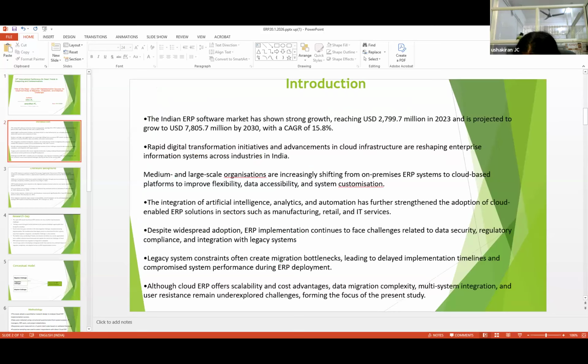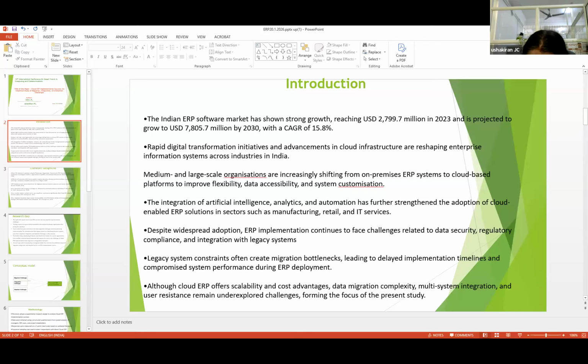The Indian ERP software market is experiencing rapid growth, valued at USD 2.8 billion in 2023, and it is projected to reach around 7.8 billion USD by 2030 with a CAGR of 15.8%. The growth is driven by digital transformation initiatives, advancement in cloud infrastructure, and increasing demand for scalable enterprise systems. Medium and large organizations are shifting from on-premise ERP to cloud ERP to improve flexibility, data accessibility, and customization.